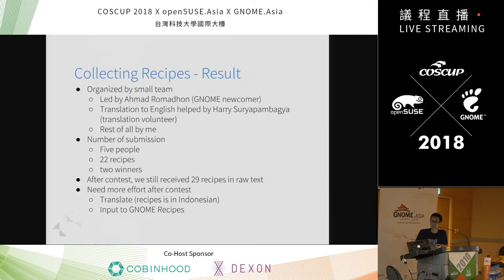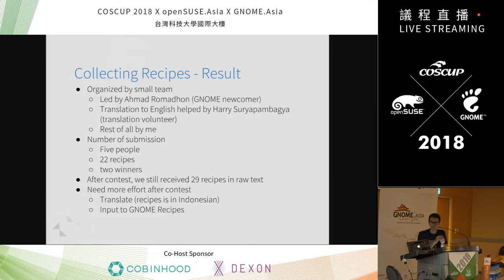So for this contest, the recipes are written in Indonesian. So after collecting the recipes, we must translate them into English. For submissions to the contest, we had only 5 people, but we collected 22 recipes. And we had 2 winners for this contest. But after the contest closed, we still received about 29 recipes in raw text.